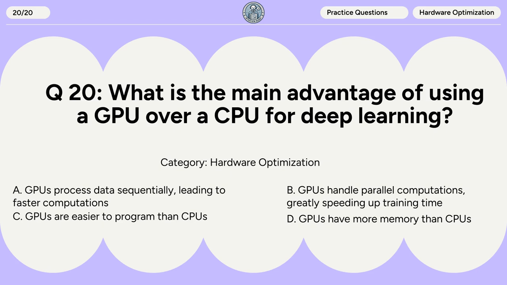Question 20. What is the main advantage of using a GPU over a CPU for deep learning? A. GPUs process data sequentially, leading to faster computations. B. GPUs handle parallel computations, greatly speeding up training time. C. GPUs are easier to program than CPUs. D. GPUs have more memory than CPUs.